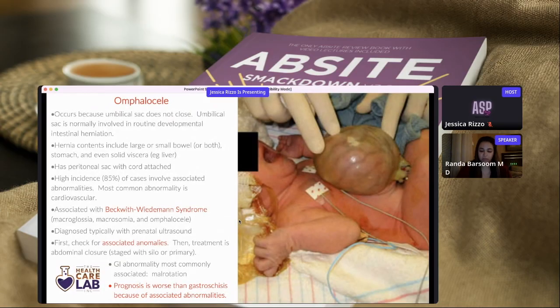Omphalocele. I'm sure that you've seen these at some point. This is the umbilical sac not closing appropriately. So the umbilical sac is normally involved. Usually associated with Beckwith-Wiedemann syndrome. Remember, that's macroglossia, macrosomia, and omphalocele. These are more associated with other anatomic anomalies as well, so these have a worse prognosis usually than the gastroschisis, which we'll see in the next slide.